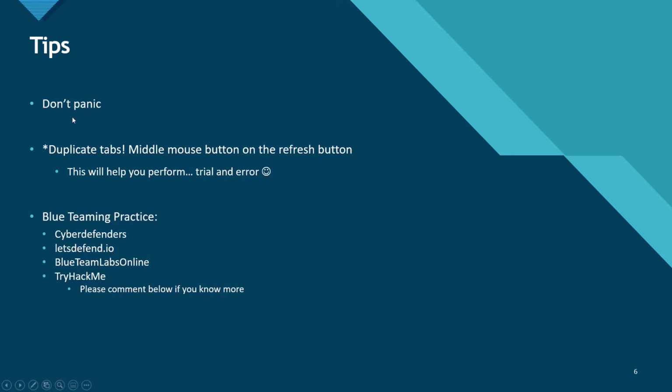So some tips. Generally, never panic. One time I escalated an incident as a high priority incident. If I had just done 5 more minutes of investigating, I would have discovered that it was just a Nessus scanner. Something you may have seen me do is duplicating tabs, so using the middle mouse button on the refresh button can help you duplicate the tabs, so you can always get back to where you were before. It helps you do trial and error.